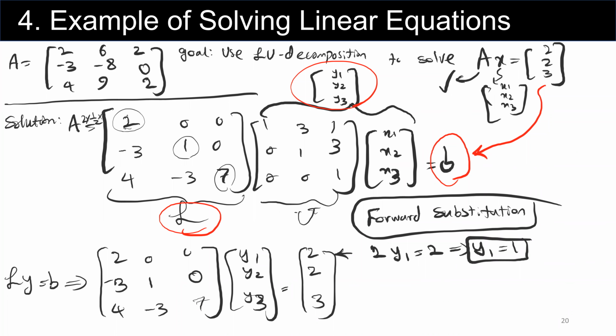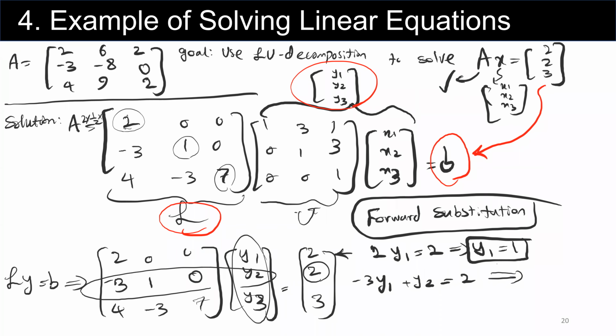Now we use this value and go to the second row. The second row tells us minus 3 y sub 1 plus y sub 2 is equal to 2. And now you already know the value of y sub 1. So minus 3 plus y sub 2 is 2. So y sub 2 is equal to 5. And again, it's forward substitution.